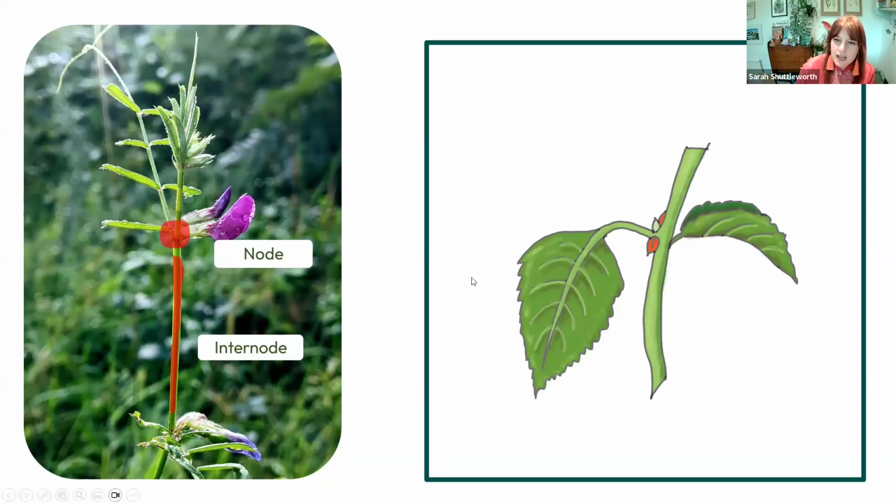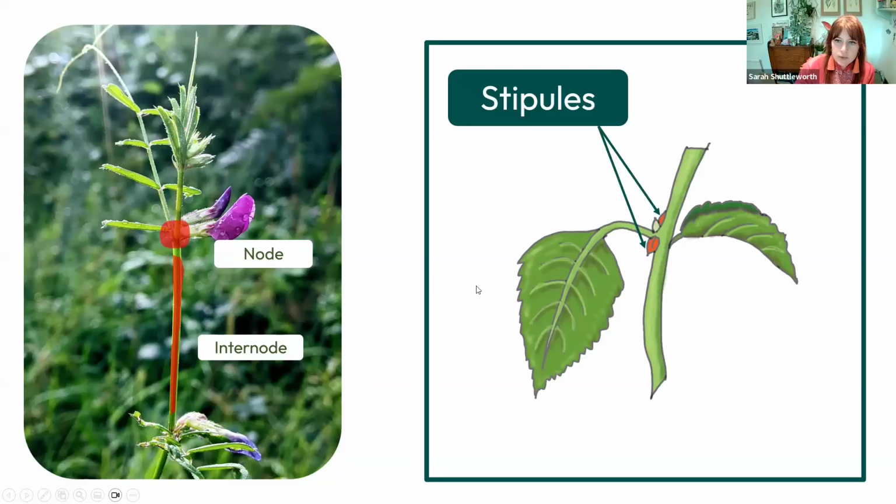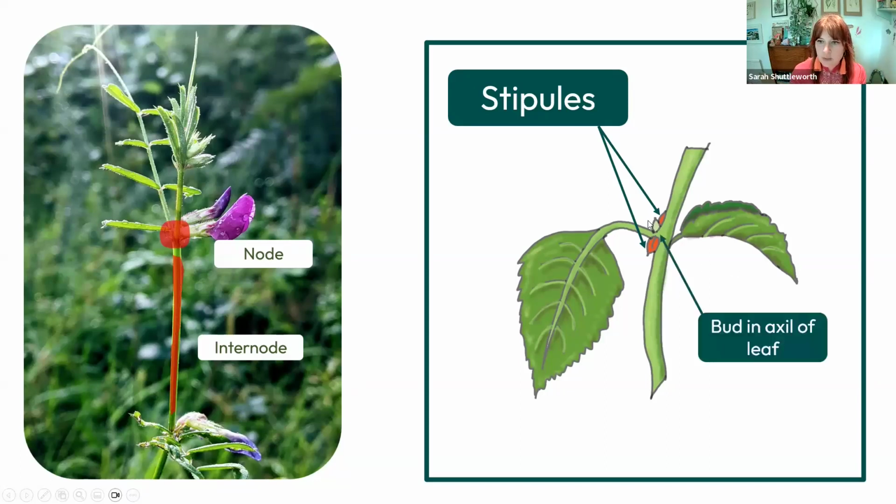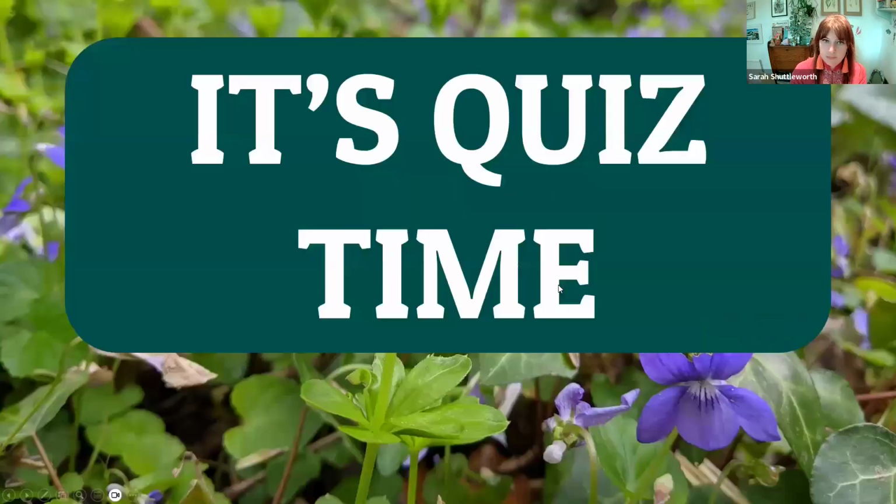So yes, and then we've got these stipules, which essentially are these extra things. They're not necessarily red. I've done that so that you can see that they're different, whereas actually we've got a bud in the leaf there. And the petiole is the actual stem, the little stalk of the leaf, as we mentioned.